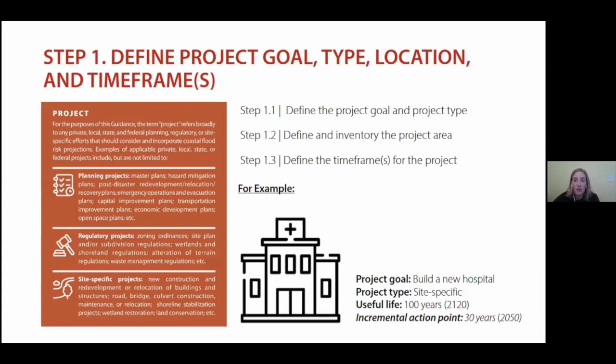You also want to think about any major incremental action points within that project timeframe. So if you're building a hospital, the useful life of the project might be 100 years, but there also might be some important upgrades that you estimate would take place every 30 years. And those would be points of incremental action.